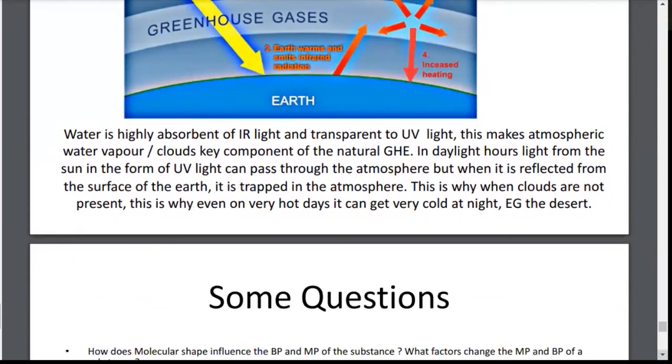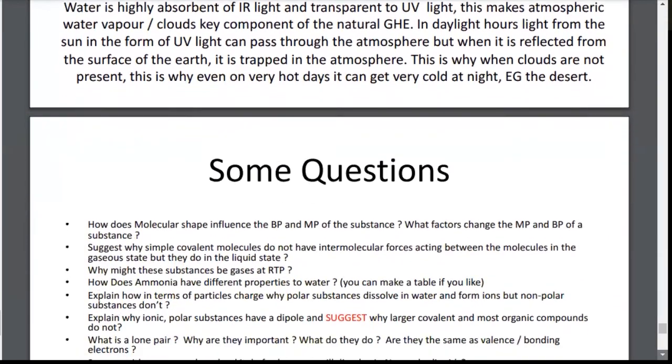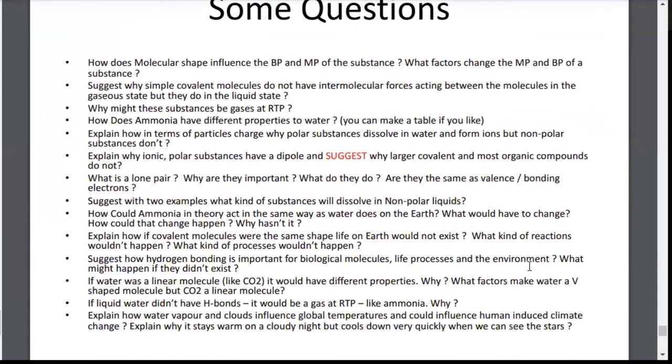So what I've done right at the end is put some questions at the end. Now, with these, don't feel that you have to answer them or treat them as homework or anything like that. You can if you want, but you don't have to. These are there just to make you think a little bit about what's been said tonight. And that's it.